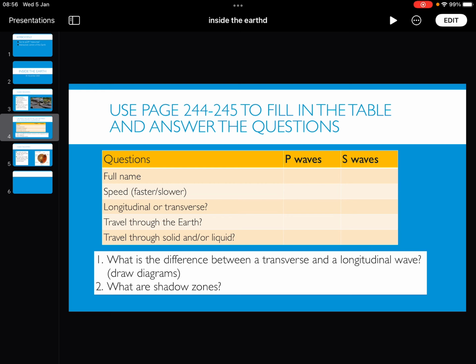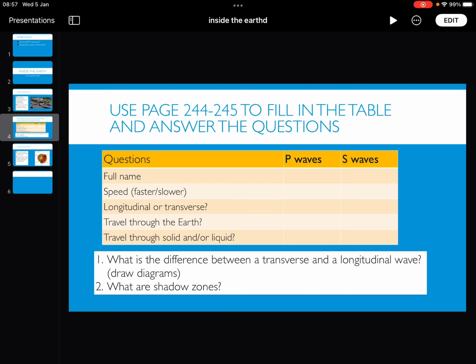Now, P waves are longitudinal, and S waves are transverse. The way I remember is that I turn an S on its side, and it looks like a transverse wave. So S waves are transverse. Now, do they travel through the Earth? Yes. P waves, longitudinal waves, do travel through the Earth. No, S waves do not. So P waves do, S waves do not.